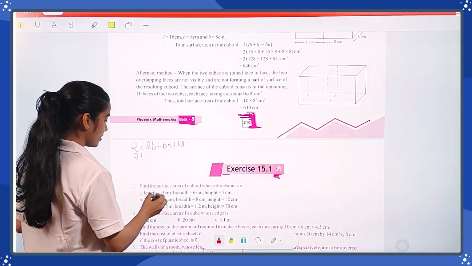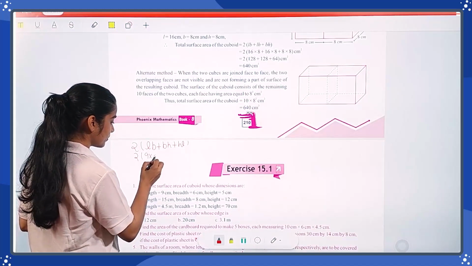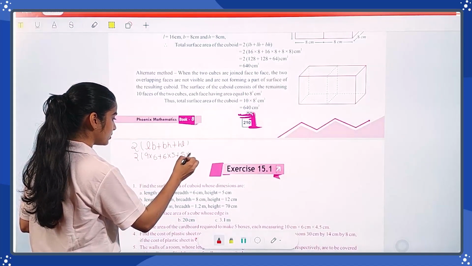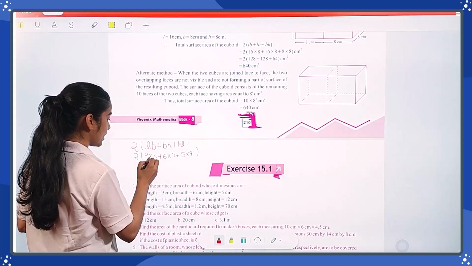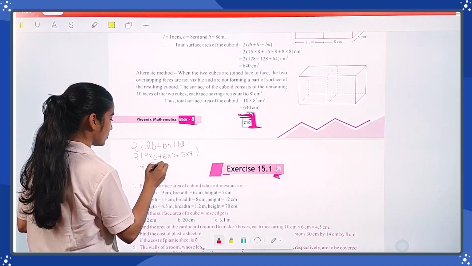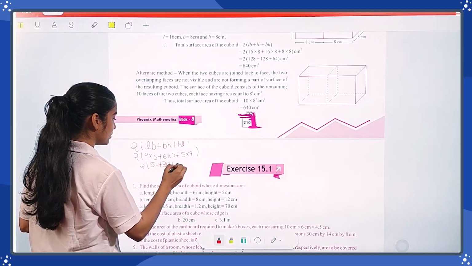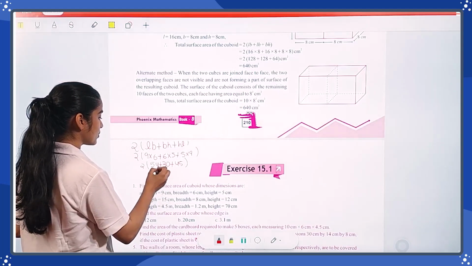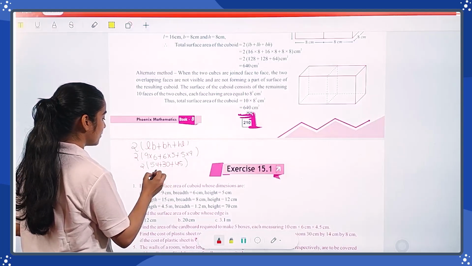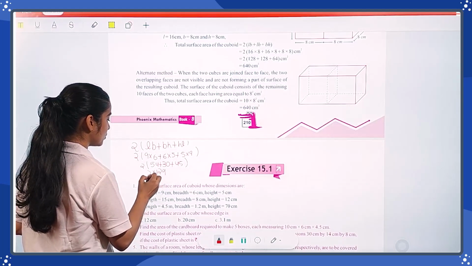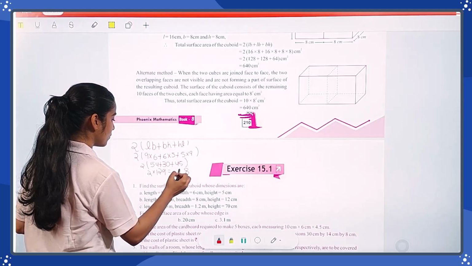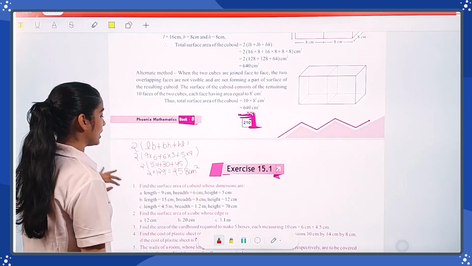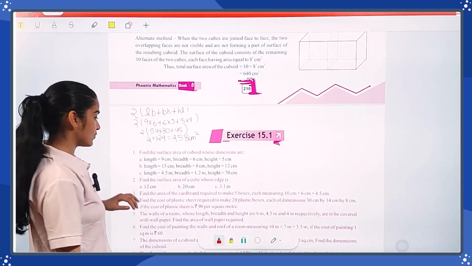2 into 9 into 6 plus 6 into 5 plus 5 into 9. 9 6s are 54, 6 5s are 30, 9 5s are 45. 30 plus 45 is 75. 75 plus 54 is 129, multiplied by 2. 2 9s are 18, 2 2s are 4, 2 1s are 2. So 258 centimeter square is your final answer. In the same way, you have to solve the rest of the questions.